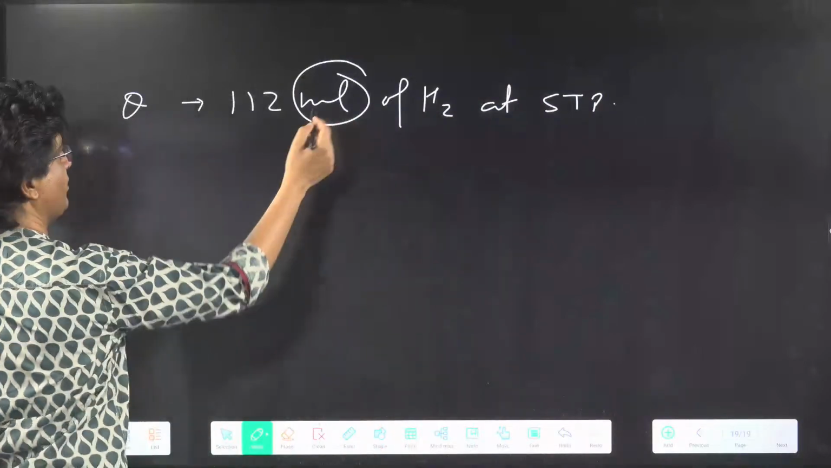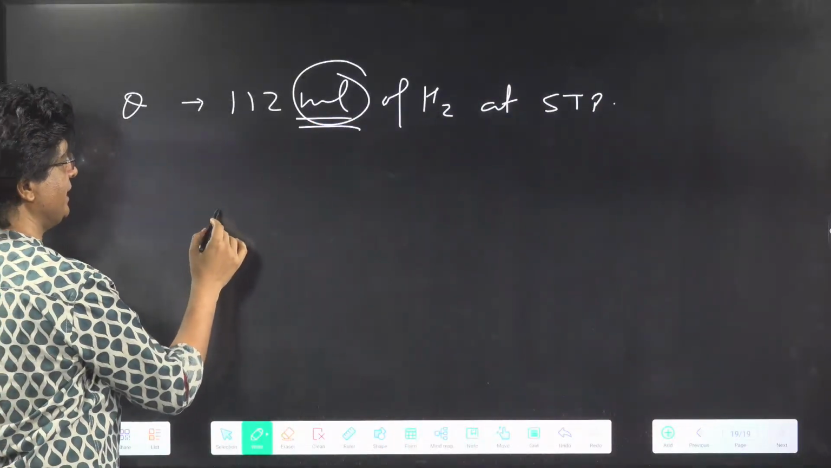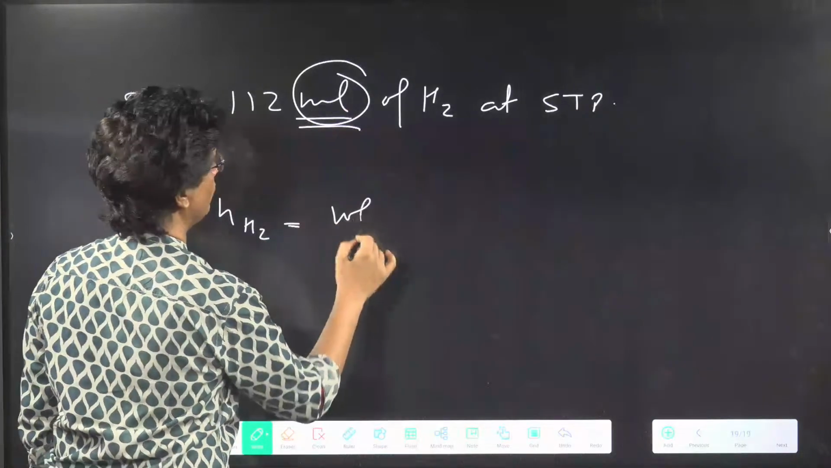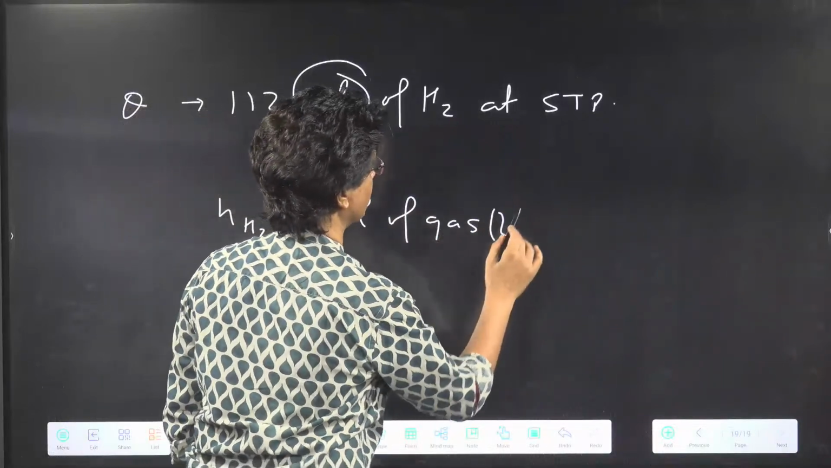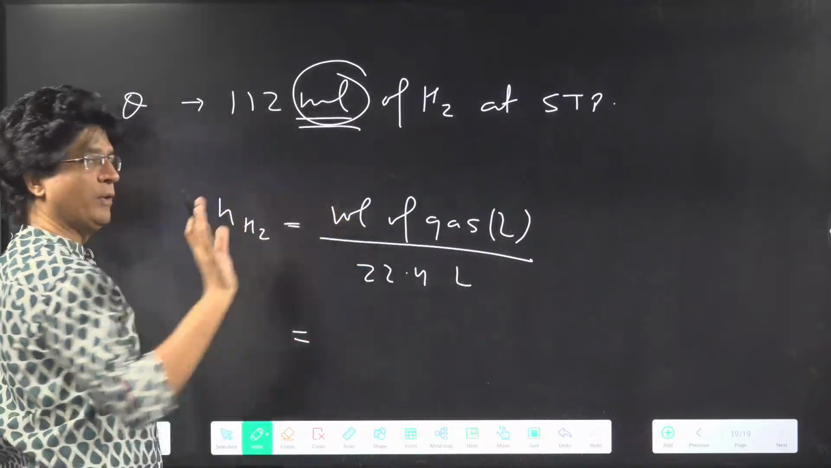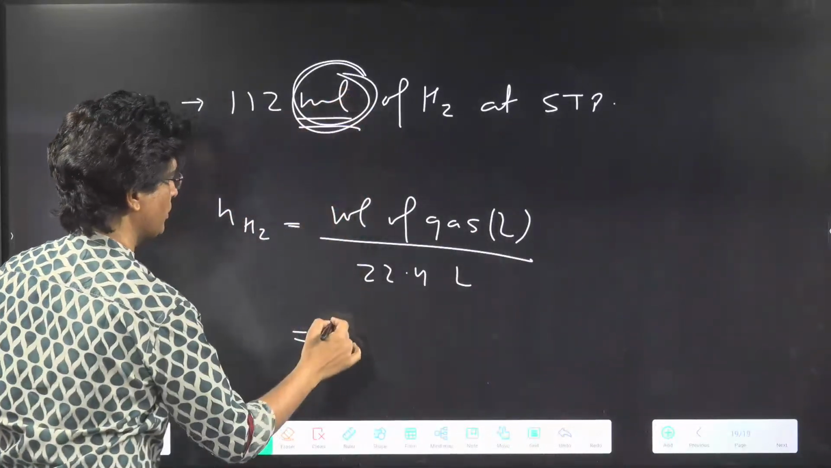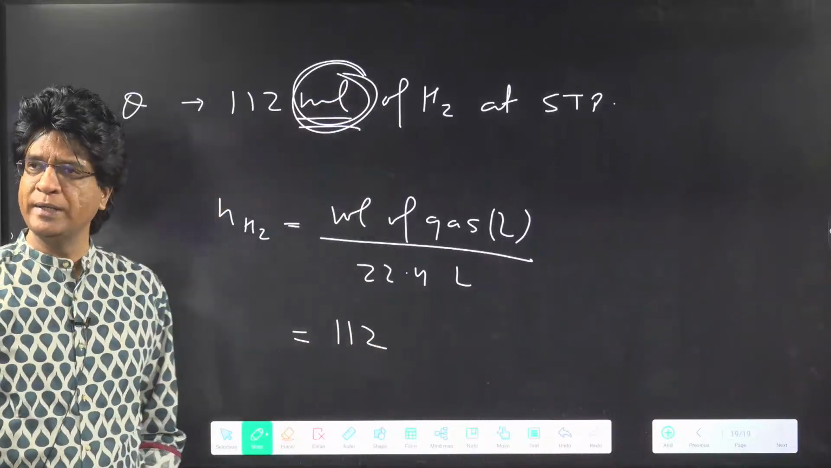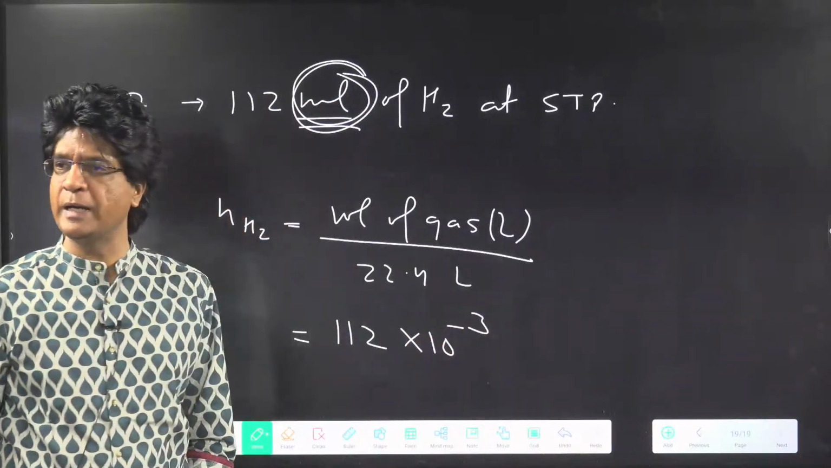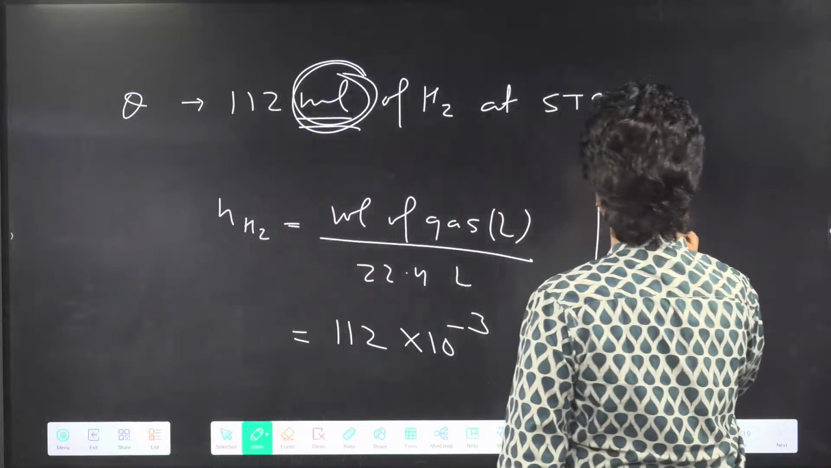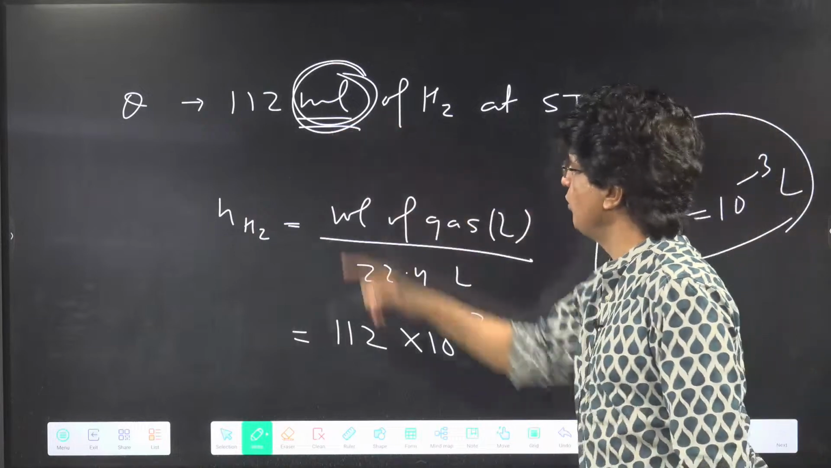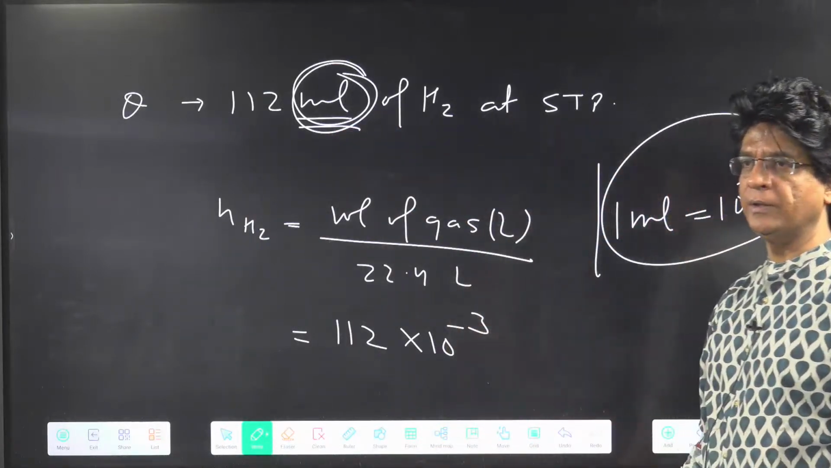Okay, come on over here. Now this is in ml. So the formula is: number of moles of hydrogen will be the volume of gas in liter at STP divided by 22.4 liter. Since this gas is given in ml, I know that 1 ml is equal to 10 to the power of minus 3 liter. So convert ml into liter first. So 112 ml will be 112 into 10 to the power of minus 3.